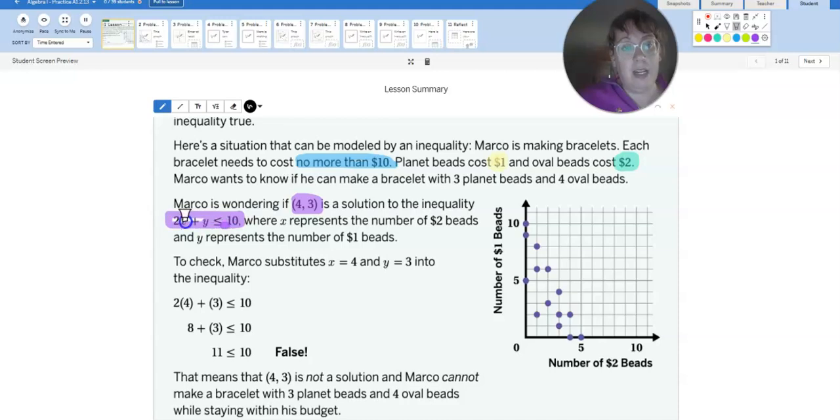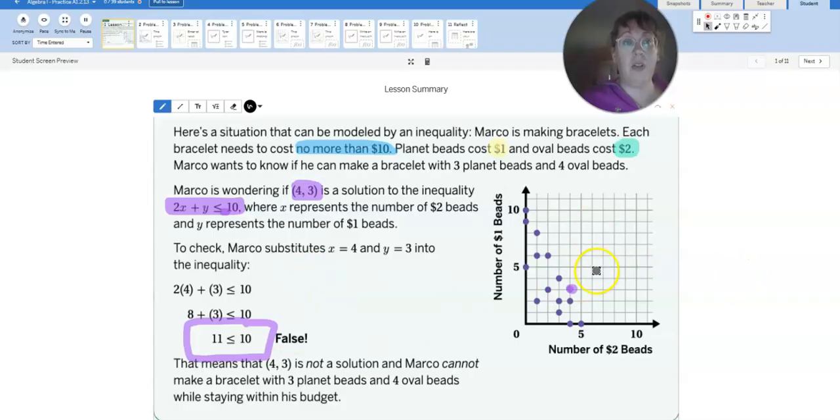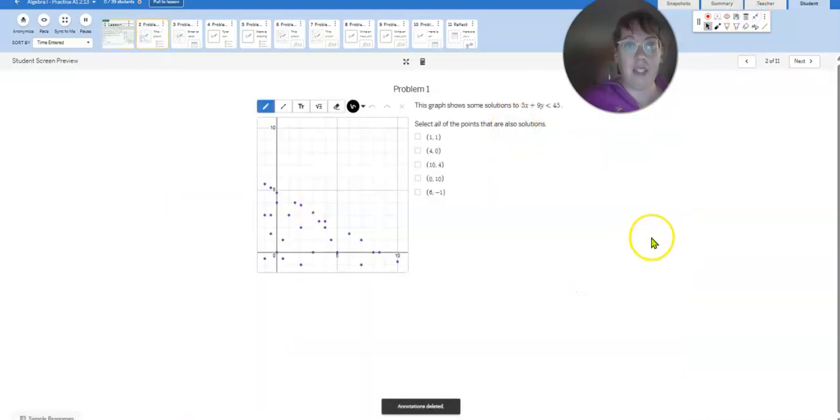2x plus y is less than or equal to 10, where x is 4 and y is 3. So 2 times 4 gets us 8, plus 3 is 11, and 11 is not less than 10. That would be too expensive of a bead, which would be right here. So it's close to the other points, but it's going to be too expensive. So it's not a solution. So we're going to do practices with more two variable inequalities in this Amplify activity. So let's go to slide 2.